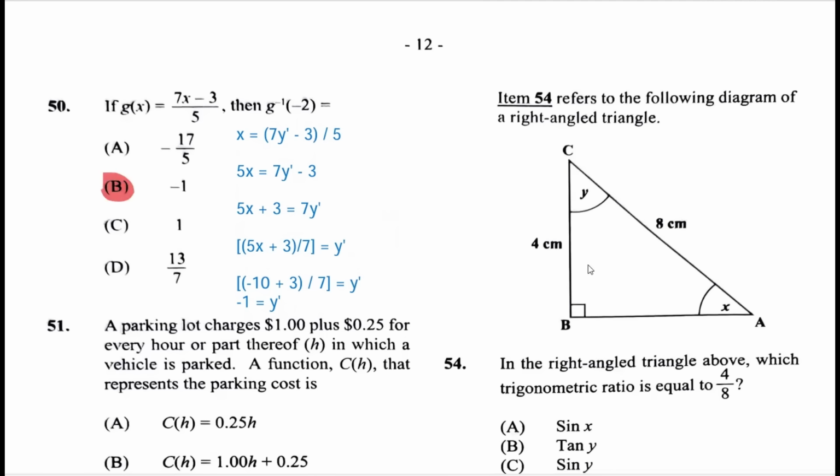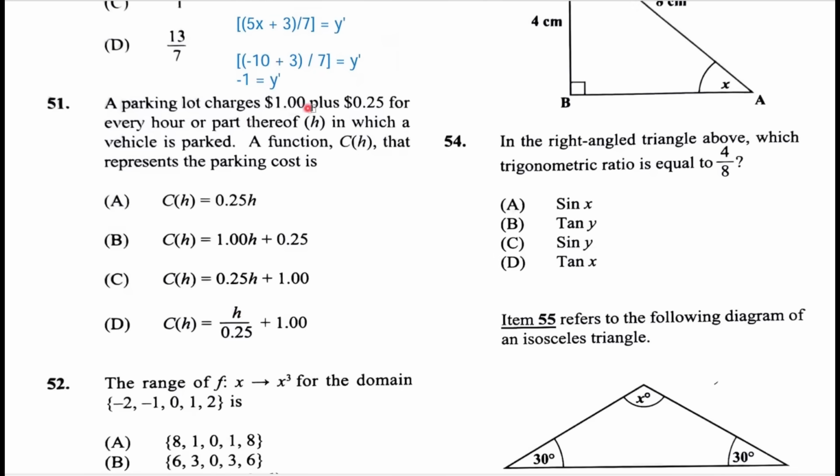All right, going down to 51. The parking lot charges $1 plus 25 cents for every hour or part thereof in which a vehicle is parked. Okay, that's your fixed charge. The function C of h that represents parking costs will obviously be the dollar plus 0.25 times h. And that'll be C.